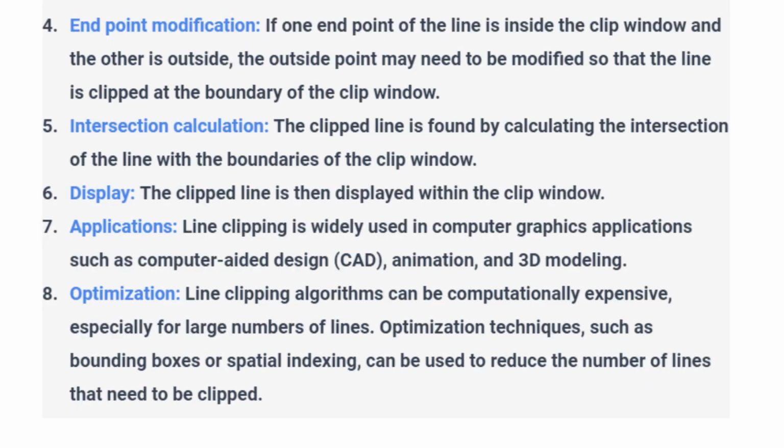Endpoint modification. If one endpoint of the line is inside the clip window and the other is outside, the outside point may need to be modified so that the line is clipped at the boundary of the clip window. Intersection calculation. The clipped line is found by calculating the intersection of the line with the boundaries of the clip window. Display. The clipped line is then displayed within the clip window.